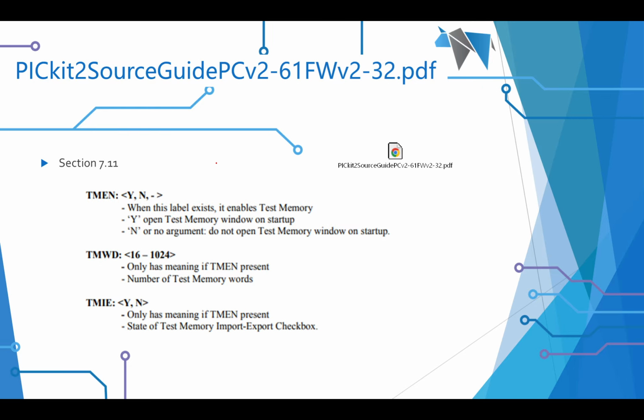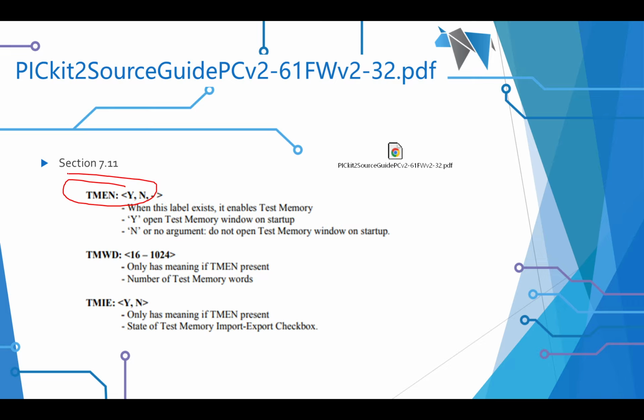Let's have a look where this is documented. This is documented in the PICkit 2 source guide, PC version 2, and it carries on, .pdf. It demonstrates in section 7.1 how you can actually enable that screen. Tmen is the crucial one. This one is the crucial one. Without this, nothing else works. It doesn't work if you don't make that entry. If you don't have that entry, it will not display that menu.